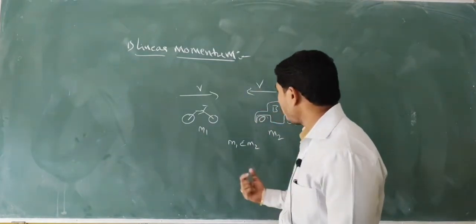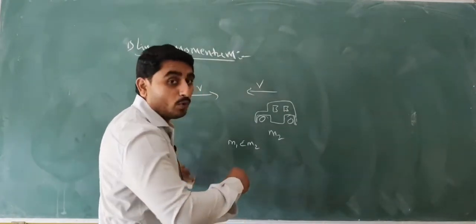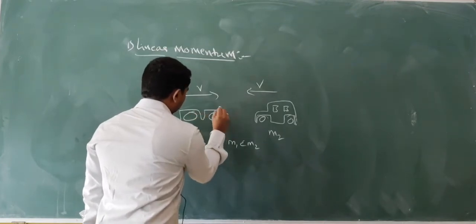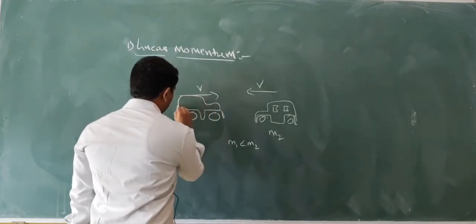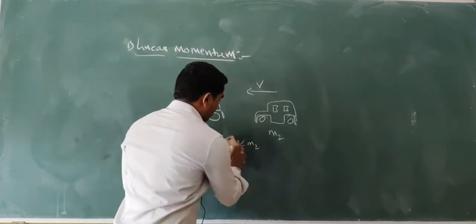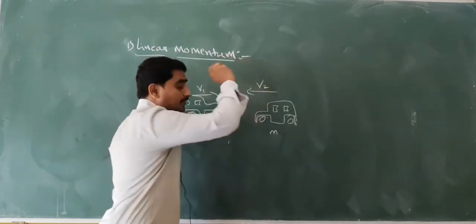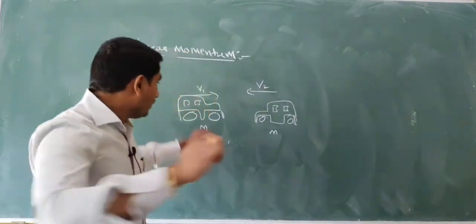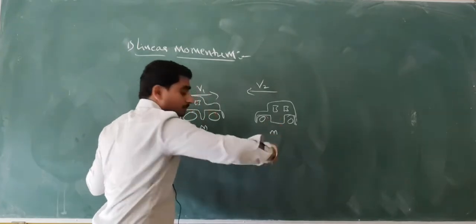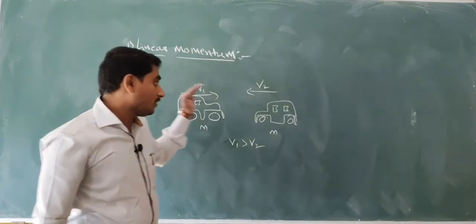Similarly, I am going to take one more example. Instead of a bicycle, I am going to take one more car. Both cars have the same mass, but the velocity is different. Here the velocity of this body v1 is greater than v2. The velocity of this car is greater than the velocity of this car.